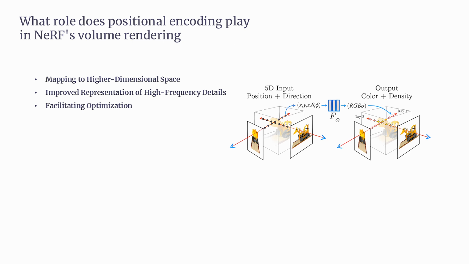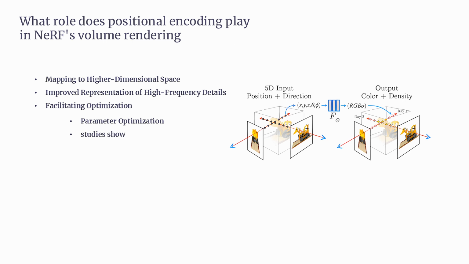The third. Facilitating optimization. 1. Parameter optimization. Because positional encoding maps the 3D coordinates to a higher dimensional space, it helps the network optimize its parameters more effectively during training. This richer representation space allows the model to converge faster and better fit the training data, leading to improved performance overall.